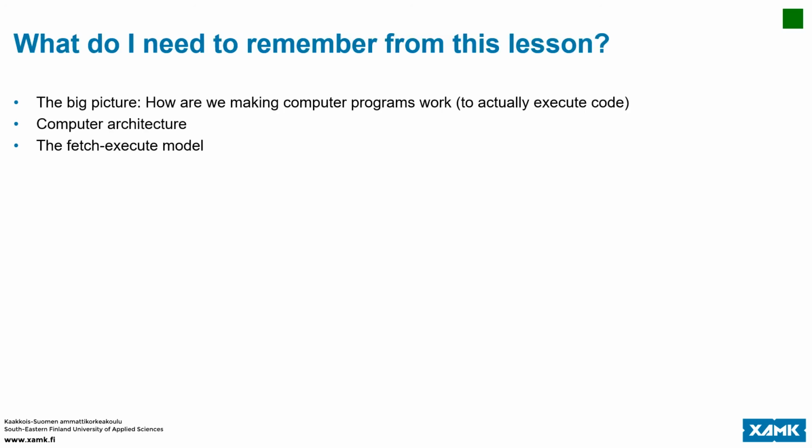Finally, what do I need to remember from this lecture? So keep in mind the big picture still. How are we making computer programs work? How does high-level code actually turn into something that can be executed by a CPU? We looked at the computer architecture and some of those theory concepts to understand better how the computer works. We looked at the fetch execute model and some of its problems.